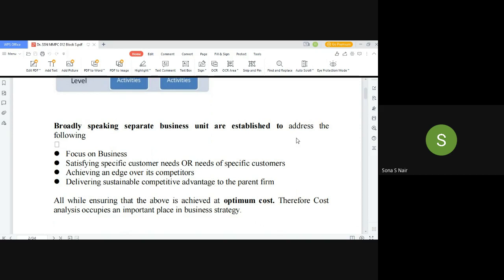So that strategic business unit has its own facilities, has its own capabilities, competencies, and is able to perform on its own without the help, without the interference, without the intervention of the other business units. But obviously, the parent company keeps a tab on the strategic business unit, right?